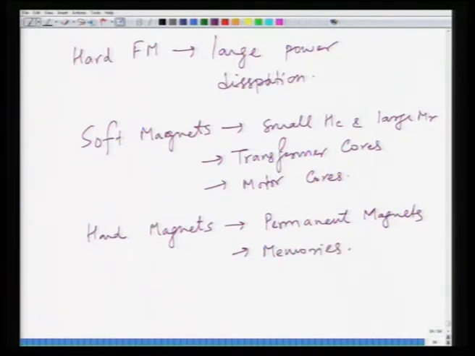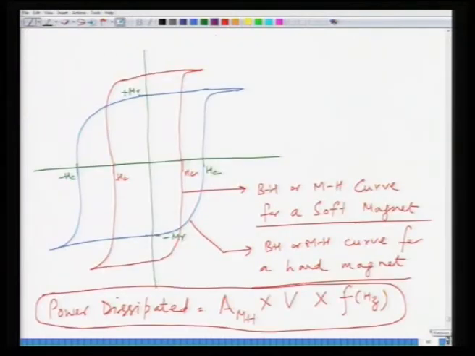So, you want to retain that particular state. I did not introduce this, but just like a ferromagnetic material, these states which are plus MR and minus MR can also be used as 0 and 1 states of memory in binary memory data storage.